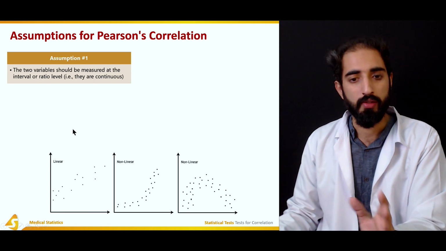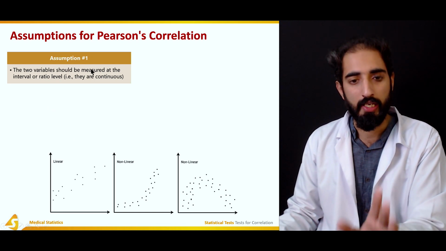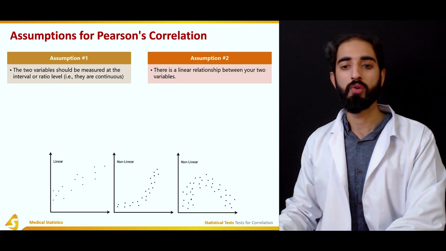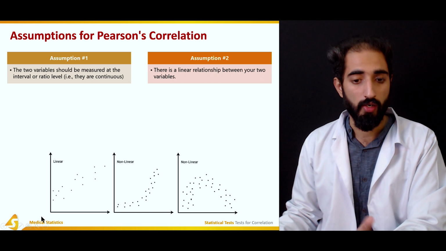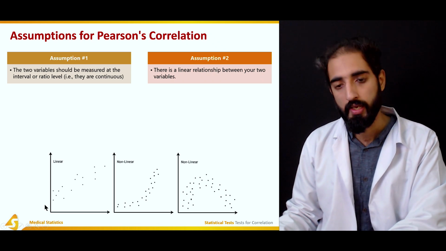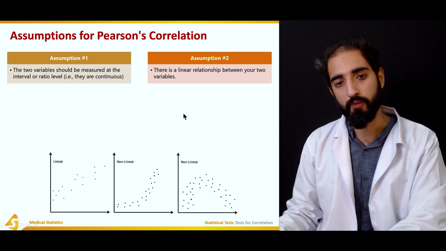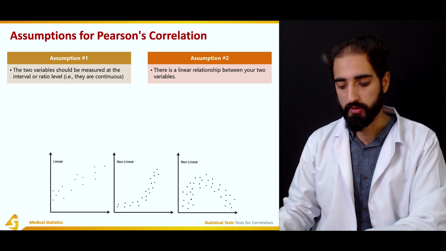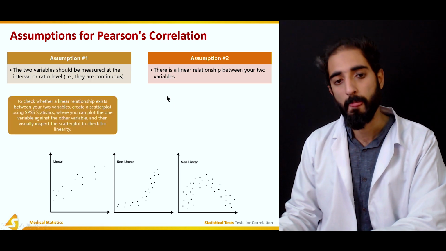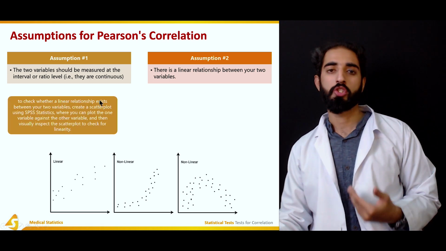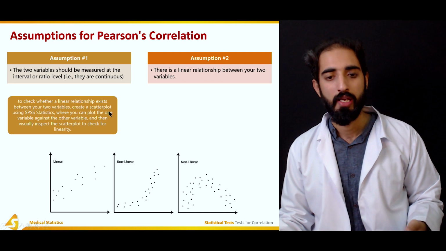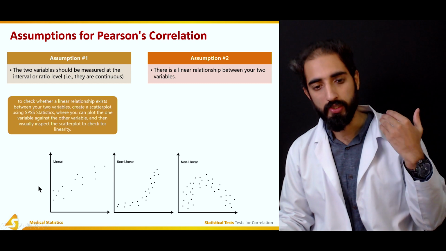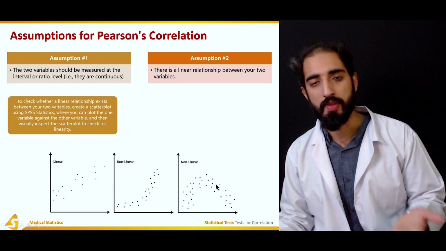So assumption number one, the two variables should be measured at the interval or ratio scale, which means they should be continuous. Assumption number two, there is a linear relationship between your variables, as you can see here, in a straight line. And if it is non-linear, then we need to use the non-parametric equivalent of the Pearson's correlation, which is the Spearman correlation. To check whether a linear relationship exists between the two variables, we can create a scatter plot using SPSS. So this is linear, this is non-linear, and this is once again non-linear.